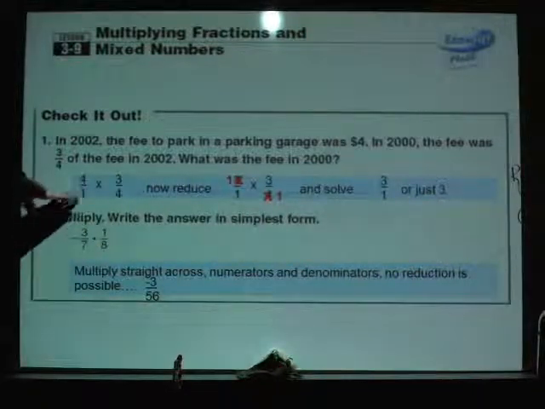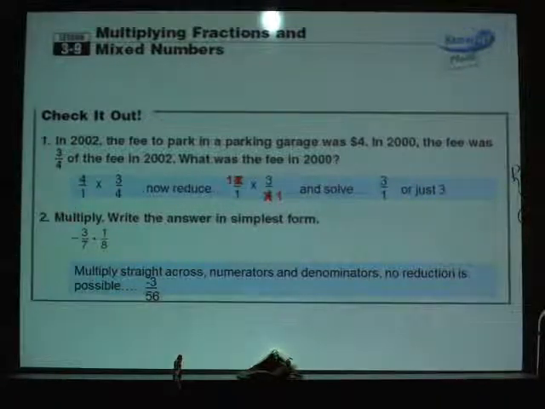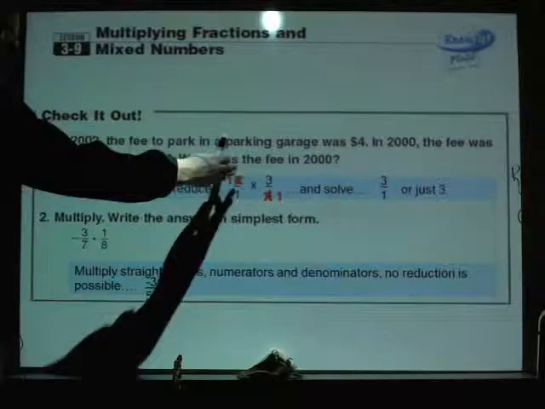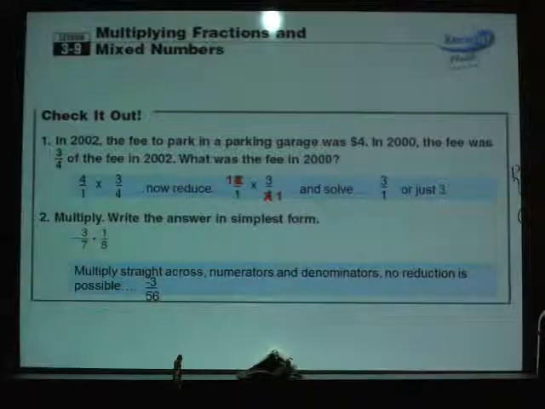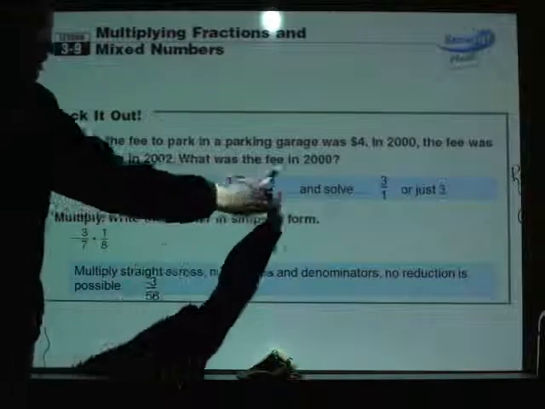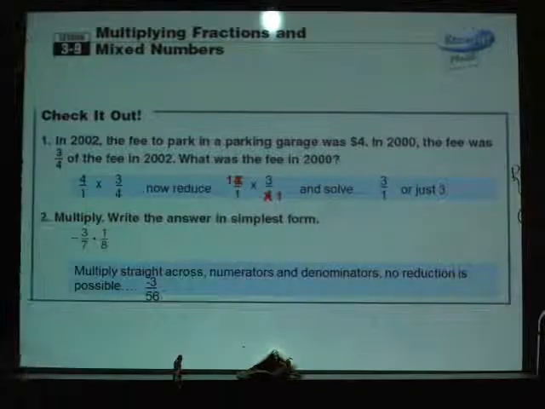Now notice I've written 4 as 4 over 1, because since this is about multiplying fractions, everything really should be a fraction. And then we've got choices. We can multiply and then reduce, or we can reduce and then multiply. As you can see from the work that's already on the screen, I've reduced first, because on the diagonal with 4 and 4, I could take 4 out of both of those, and they would both become a 1, as you can see here. And then when I multiply, I get 3 over 1, or just 3. So in context of the question, that means the fee in 2000 was $3.